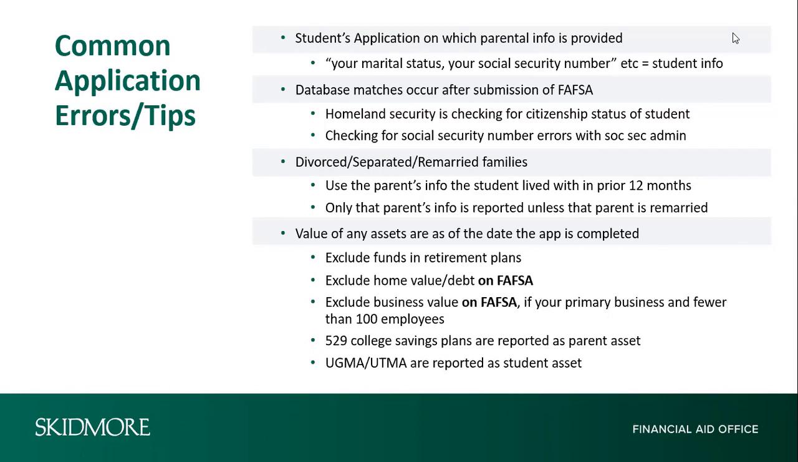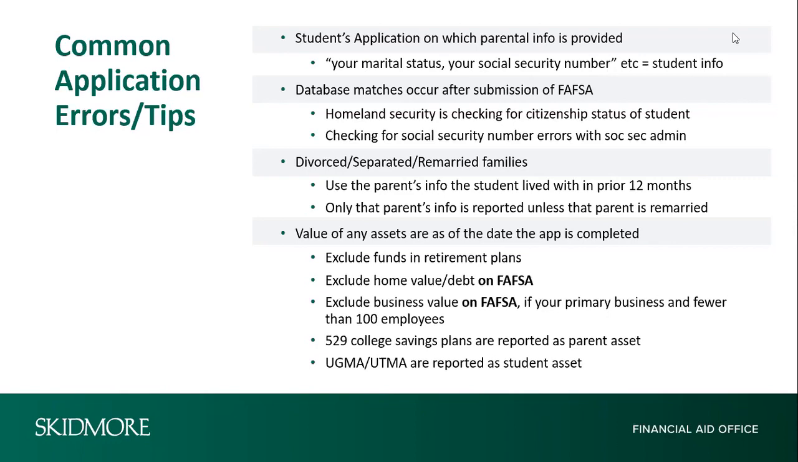Divorced, separated, remarried families, again, I've just written this out here, use the parents' information the student lived with in the prior 12 months. So that is the parent who has to provide their information on the FAFSA and on the profile. If they are remarried, that parent's current spouse's information also must be provided on the FAFSA and on the profile. And at Skidmore, the other parent, the non-custodial parent, has to complete a separate profile and submit that information to us as well.